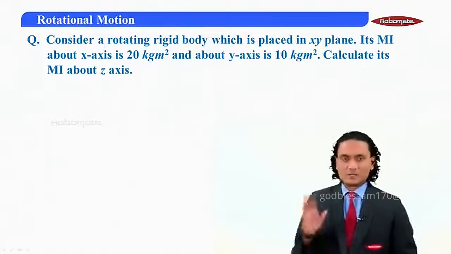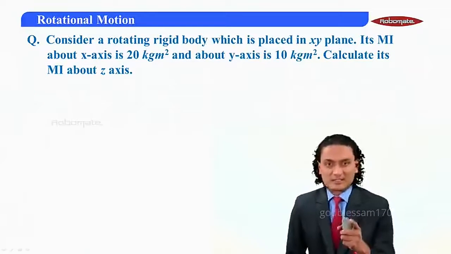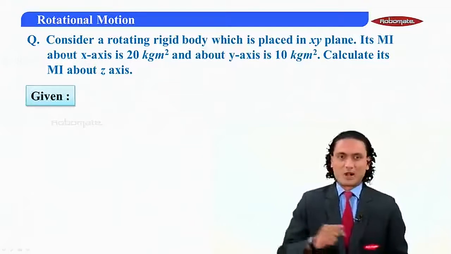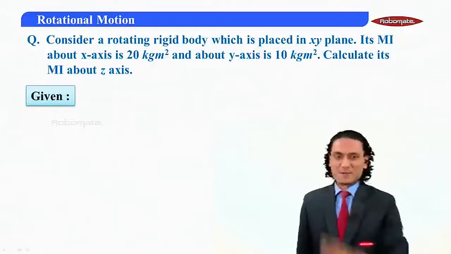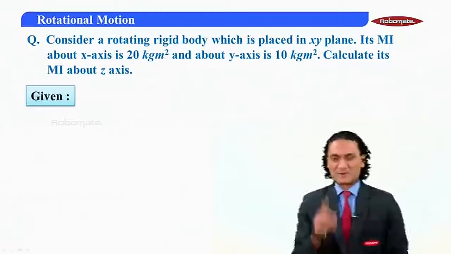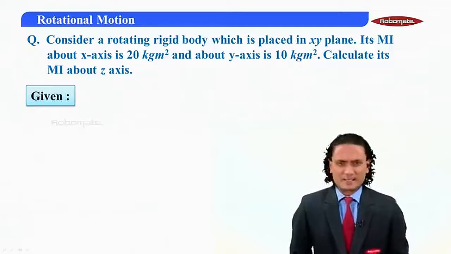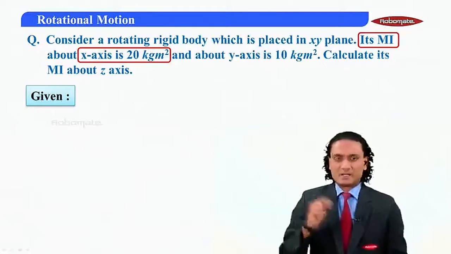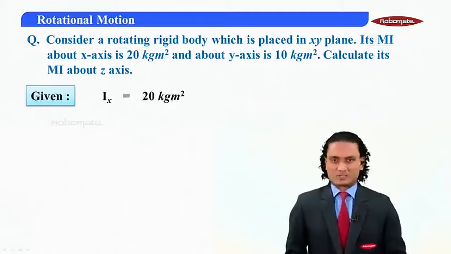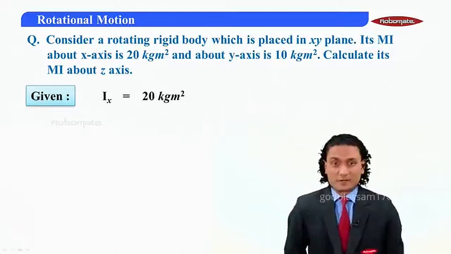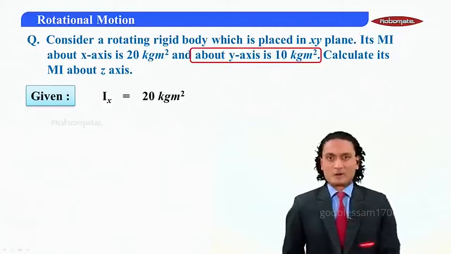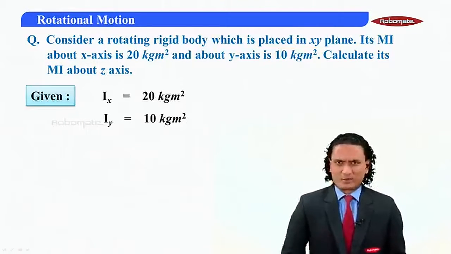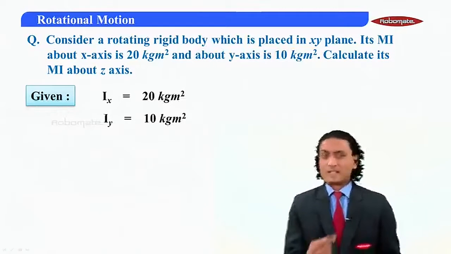Okay students. So, we have been following a procedure, step by step. What's the first step? First step is you have to write down what are the given quantities. Question is on your screen. What is the first given quantity? Here, moment of inertia about x-axis is 20 kilogram meter square. So, Ix is given as 20. Next given quantity, moment of inertia about y-axis is 10 kilogram meter square. Iy is given as 10. Any other given quantity? No, fine. Next step.